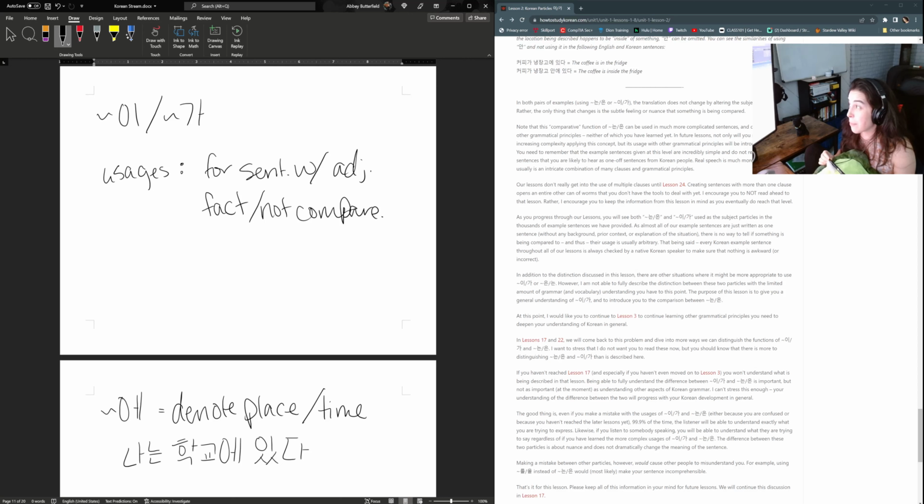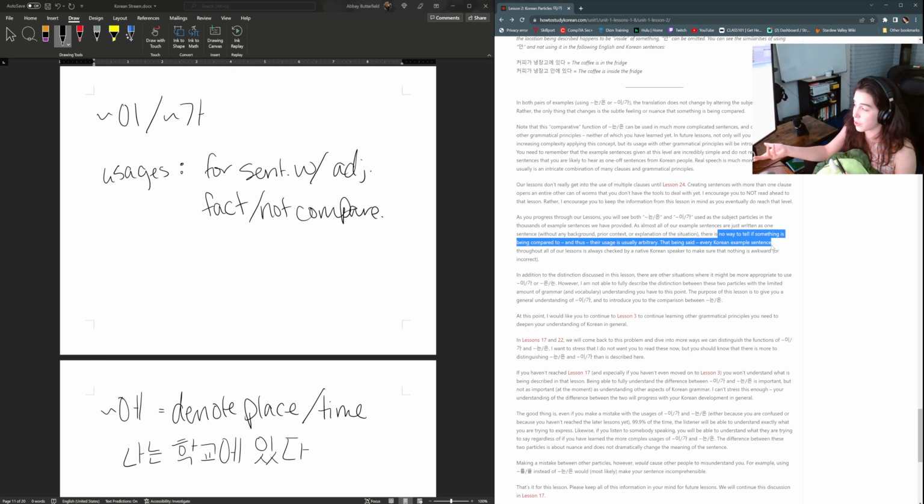And note that this comparative function of un and nun can be used in much more complicated sentences and can be attached to other grammatical principles, neither of which we have learned yet. As you progress through your lessons and you see nun and un and i and ga used as subject particles in the thousands of example sentences we provide, almost all of our example sentences are written as one sentence without any background or context, so there's no way to tell if something is being compared, and thus their usage is usually arbitrary. That being said, every Korean example sentence throughout all of our lessons is always checked by a native Korean speaker to make sure that nothing is awkward or incorrect.